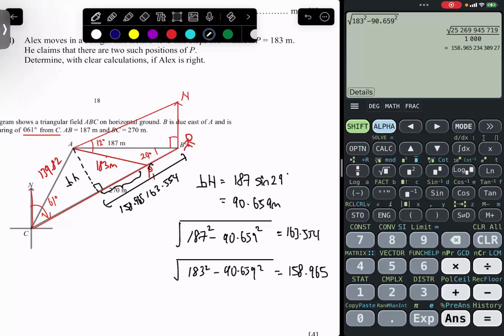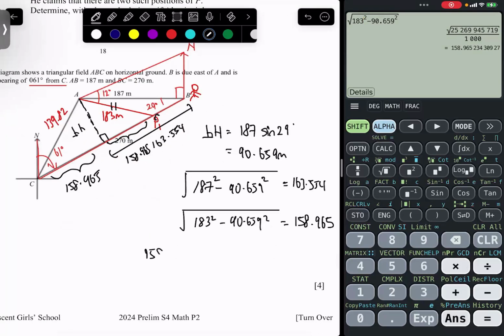So that means it must also be 183. Okay, so it must be isosceles, right? With this as the center line. Oh, so that means the base down here must also be 158.965. Okay, so we take 158.965 multiplied by 2. That will be the base, right. Okay, so times 2, it will be equal to 317.93.